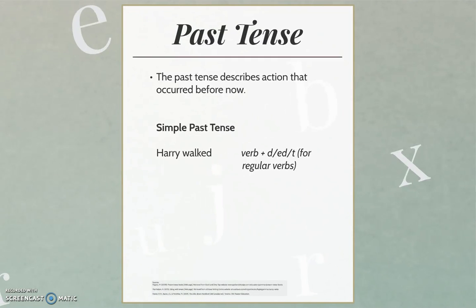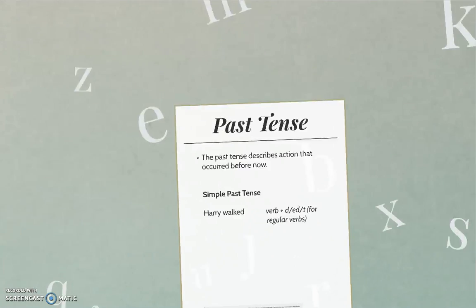The past tense describes action that occurred before now. An example of the simple past tense is Harry walked to the corner store. The formula is the verb plus d or ed or t for regular verbs.